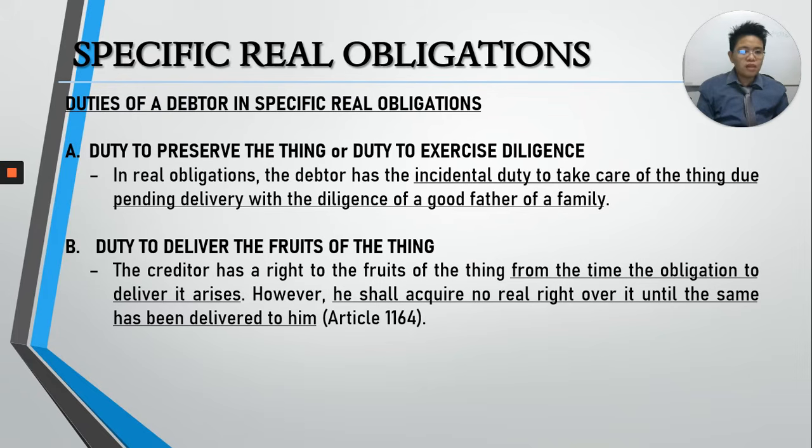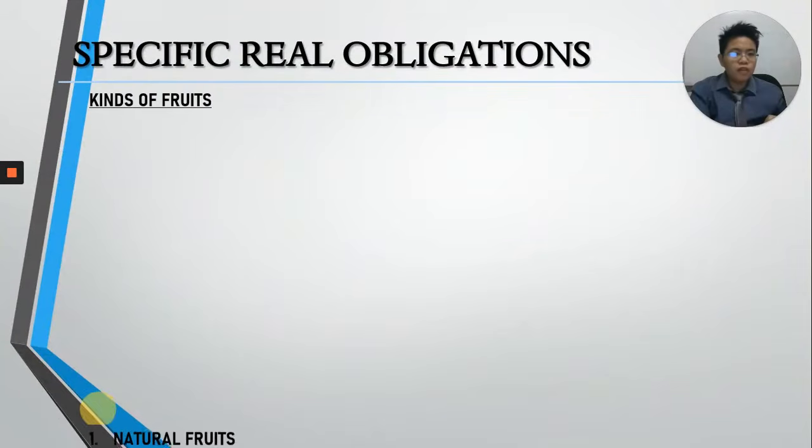So, kung oras nang i-deliver yung primary object, yung principal object, obviously, pati yung fruits, obliged na yung debtor to deliver yung fruits. Remember also here that the creditor will have no real right over the fruits until the same has been delivered to him. Please take note also of the kinds of fruits.